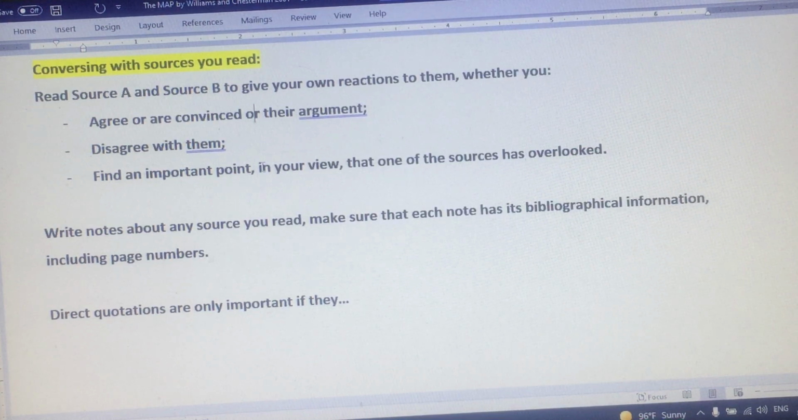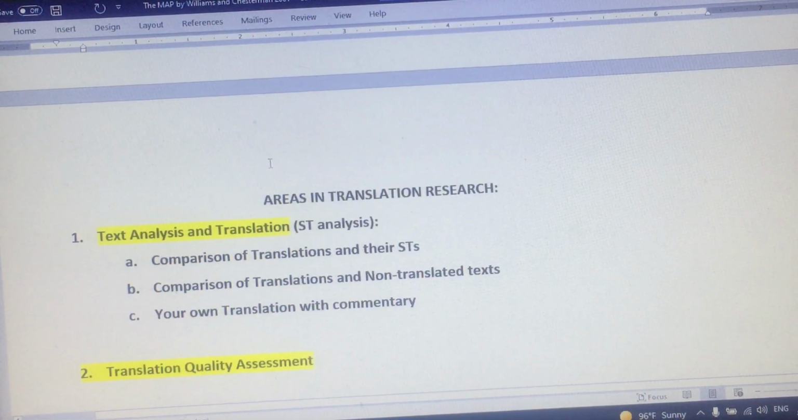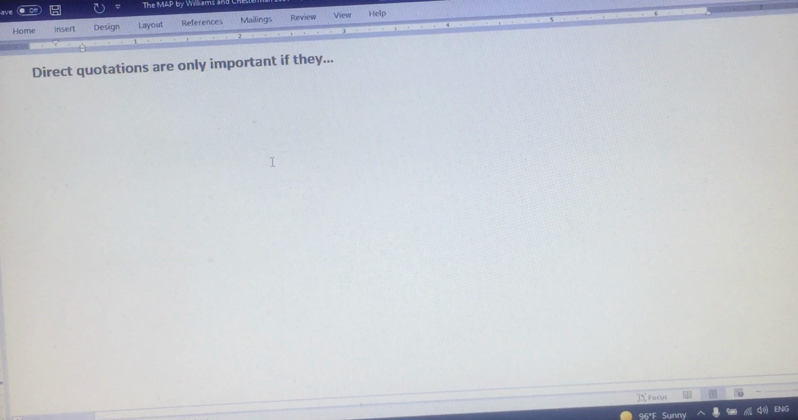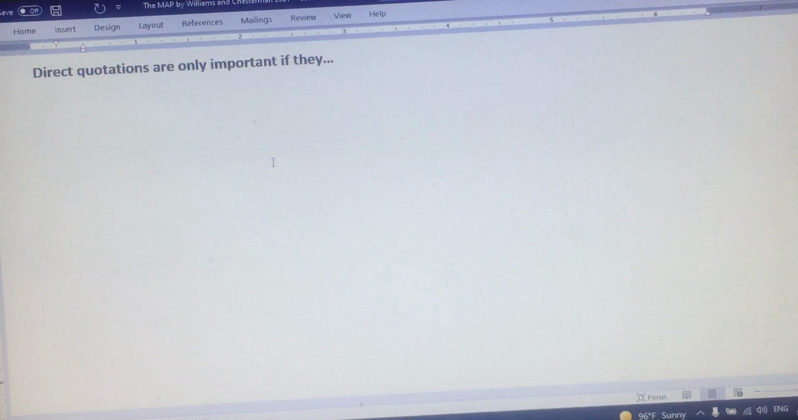Of course, you can also write notes about what you're reading, and you can also take direct quotations. But you don't need direct quotations all the time. They are important only if you want to write the exact words of that particular scholar. You don't want to paraphrase what they said, but you want to be direct.